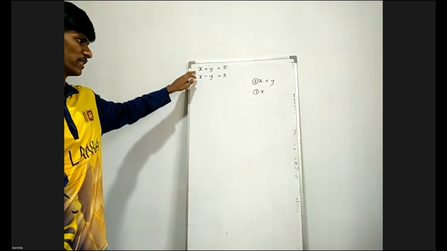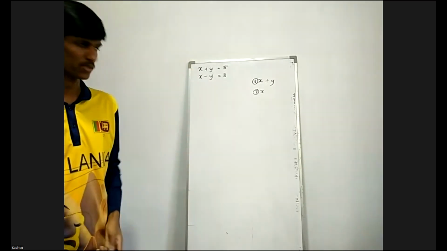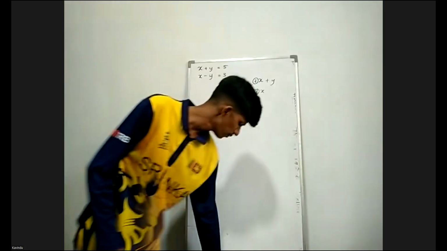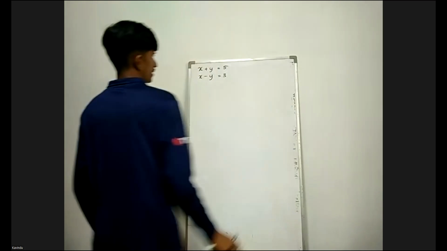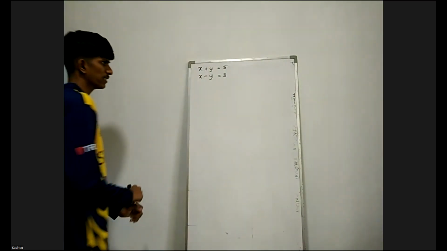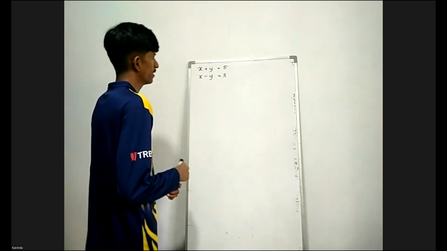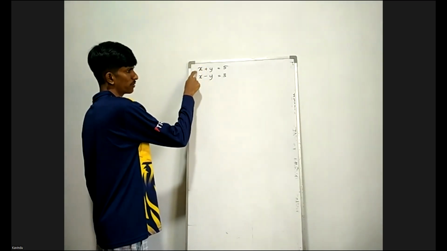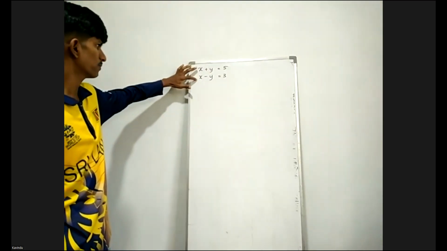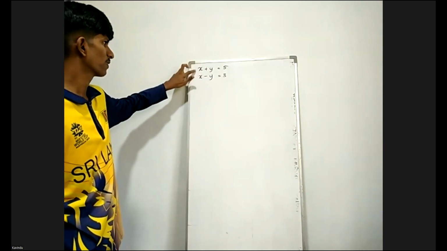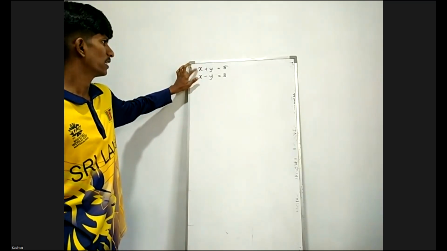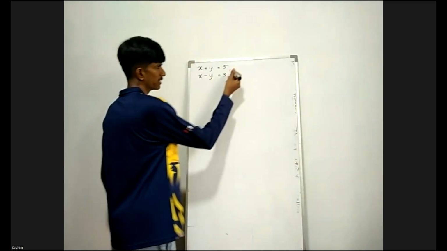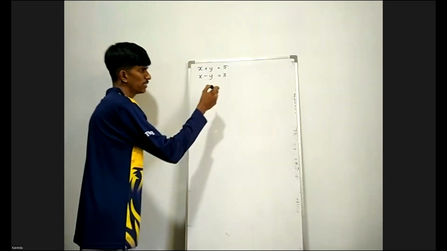The number should be similar in both equations. If that is the same, then we can do the calculations. In here, the coefficients of both x and y are the same. All are one. If there is no number, the coefficient is one. Therefore, we can easily solve these equations.